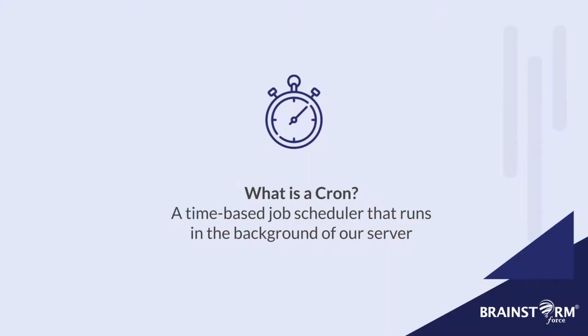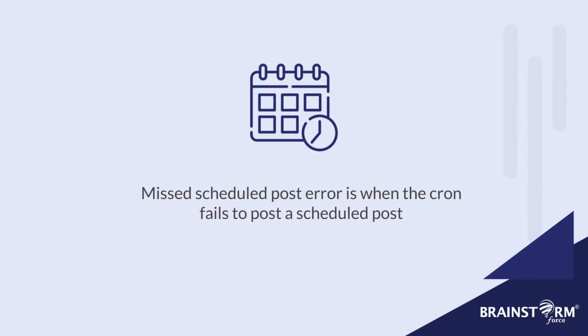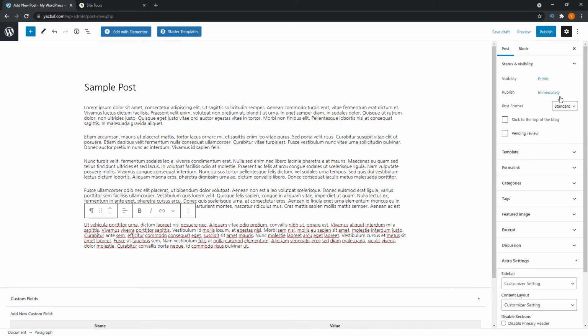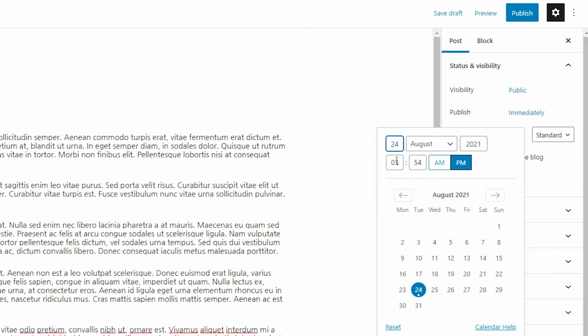Before we get into solving this issue, you have to understand that the issue itself is caused by what's called a cron. In simple terms, a cron is a time-based job scheduler that runs in the background of your server. It does its own thing in the background and goes around and checks if there are any scheduled tasks on any of your pages, like your scheduled posts. It's pretty cool. And the missed schedule error is when the cron misses a post you've scheduled to be posted at a later time. As you know, when you publish a post, you have the options to save it as a draft, publish it straight away, or even schedule it for later. But sometimes WordPress will miss these scheduled posts and it can be extremely inconvenient.